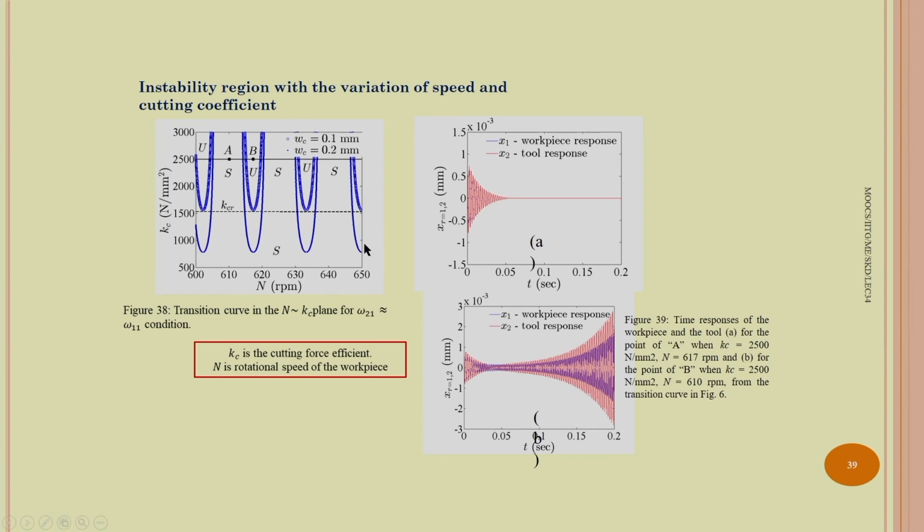These are the instability regions you can plot, and in the unstable range the response will grow. So, there will be a mark on the workpiece. There will be chatter marks in the workpiece, and we have to avoid those chatter marks. So, the system has to be operated in the stable range. This way you can study different manufacturing systems.